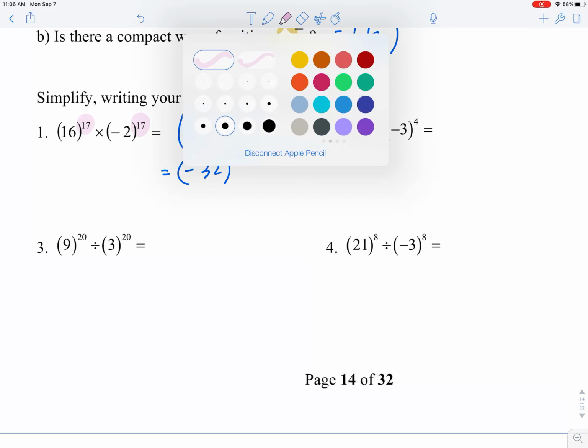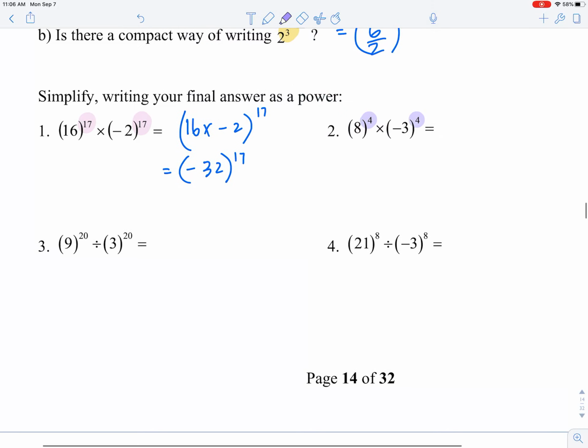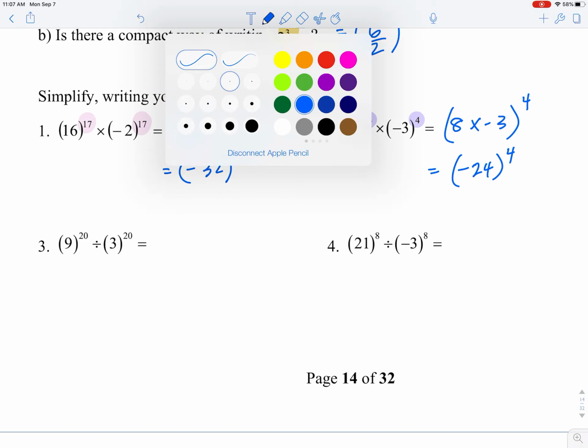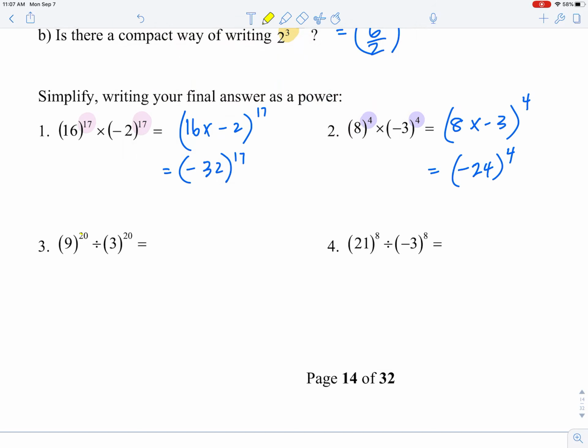These guys, the exponents match, so we can multiply the bases. So it's 8 times minus 3 to the 4. So it's minus 24, still inside brackets, to the 4. I've got 20 for the exponents, and they match, but with dividing. So that's going to be the same as 9 divided by 3 to that matching exponent of 20, which gives me 3 to the 20.